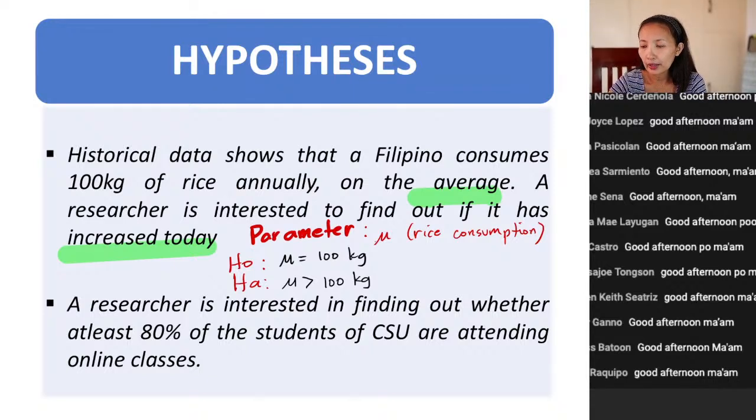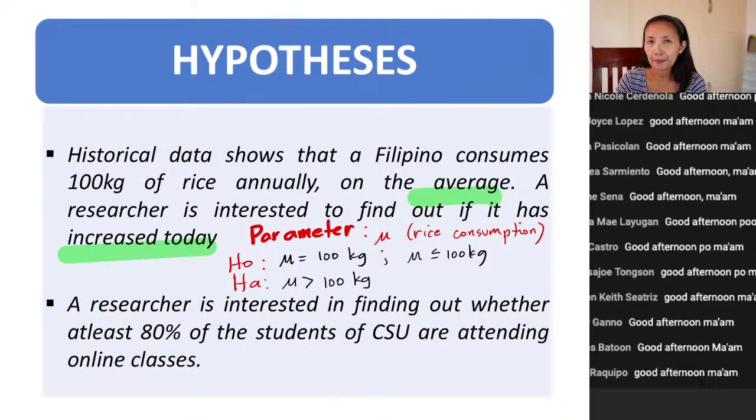So this is also acceptable, okay lang naman: mu is less than or equal to 100 kg. So, any of them, for as long as the two are mutually exclusive. Walang common element. Now, we proceed to the second situation.